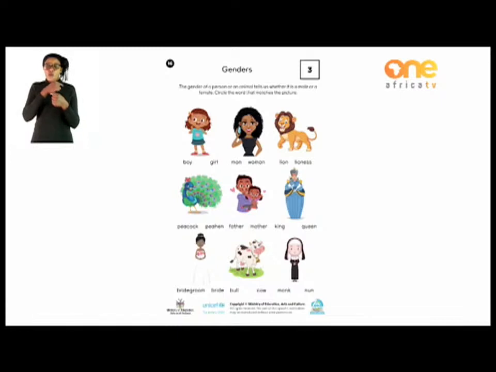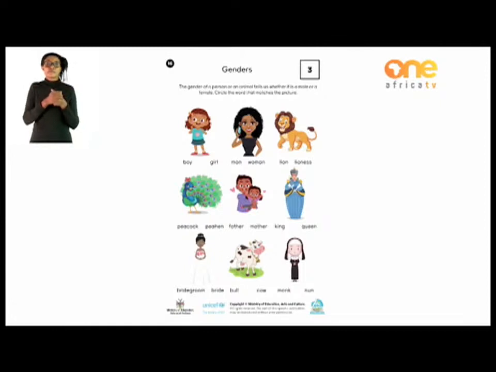Genders. Who can tell me what is genders? Do you still remember what is genders? A girl. Okay, it is a girl or a boy or a male or a female. The gender of a person or an animal tells us whether it is a male or a female. Circle the word that matches the picture. Now there are 9 pictures, and we have to identify whether it's a male or a female.